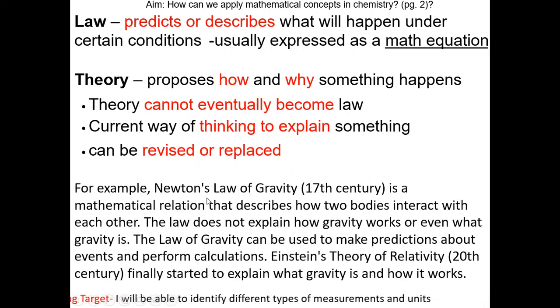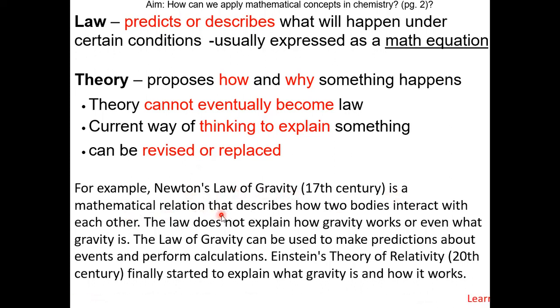Here's an example. Newton's law of gravity is a mathematical relationship that describes how two bodies interact with each other. However, the law does not explain how gravity works or even what gravity is. It was Einstein's theory of relativity that finally started to explain what gravity is and how it works. In this course, we will be discussing a bunch of laws and theories, so now you have a basic understanding of what they are.